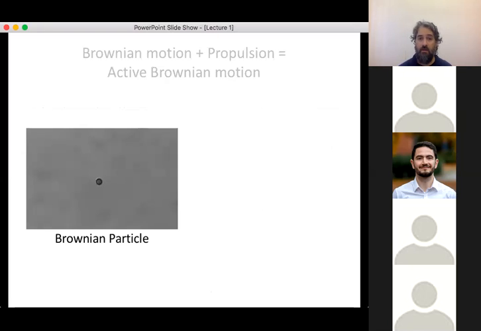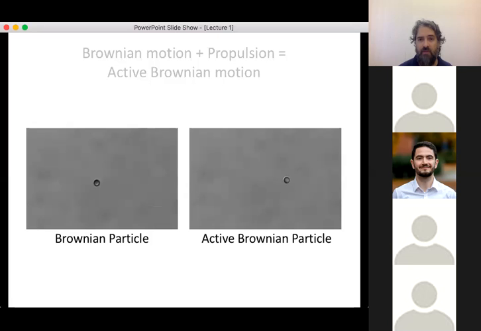Okay, now let's go one step further. This is the same Brownian particle that we saw before. You see, just floating around, doing nothing very interesting. We can transform this into an active Brownian particle if we give it self-propulsion. This is the very same particle. I'm not going to explain how it works, but you see that for some reason, when we shine light of the appropriate wavelength, this particle starts propelling itself. So you see that now it's not Brownian anymore, it's an active particle.